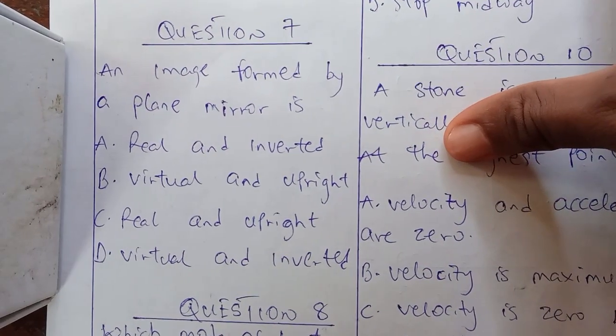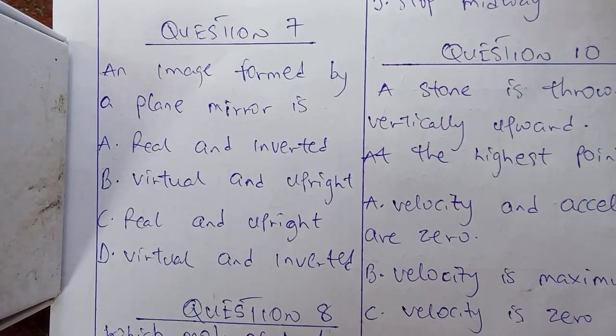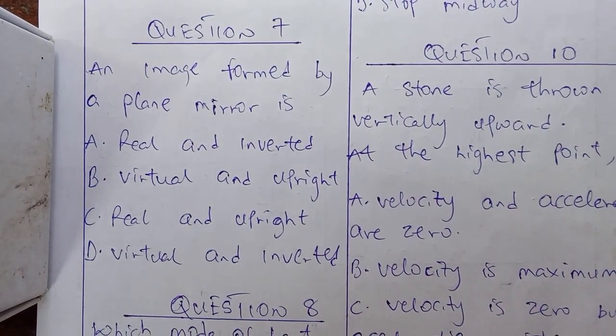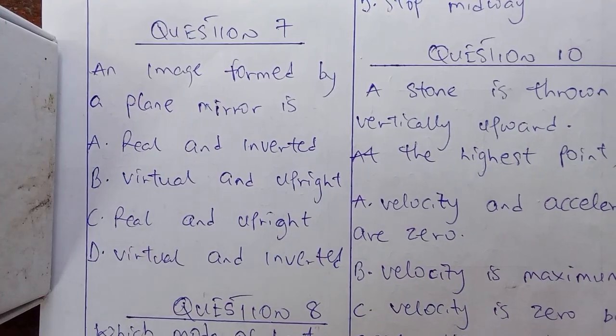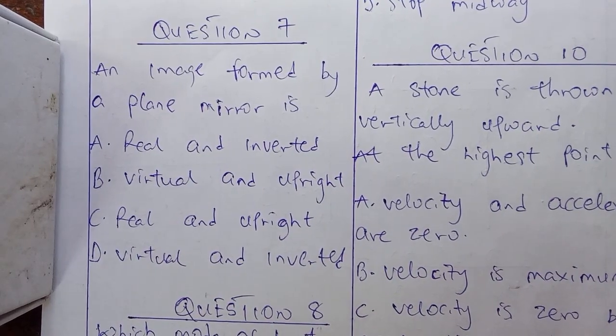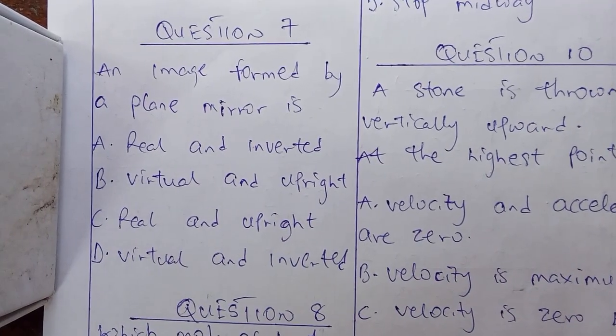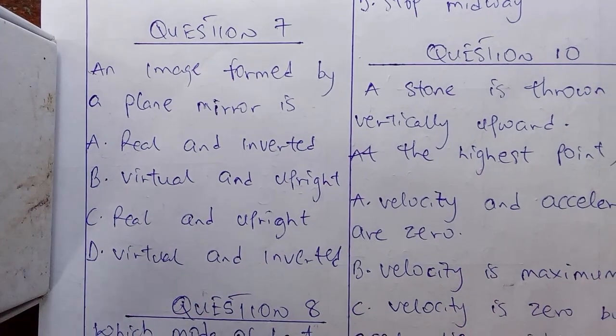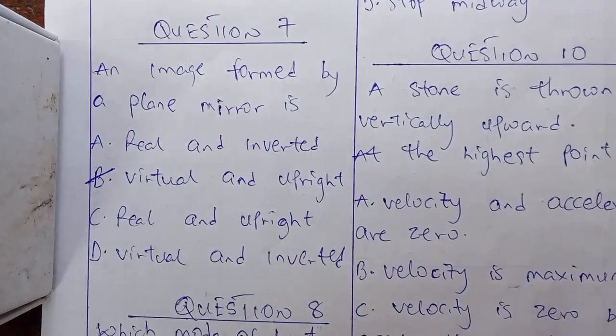Question 7 says, an image formed by a plane mirror is: A, real and inverted; B, virtual and upright; C, real and upright; D, virtual and inverted. The answer is virtual and upright. That is the image formed by a plane mirror. Option B is the answer.